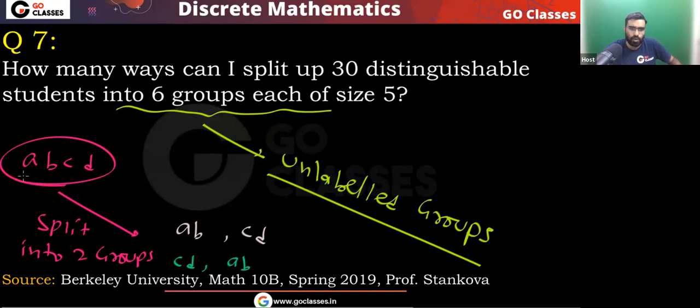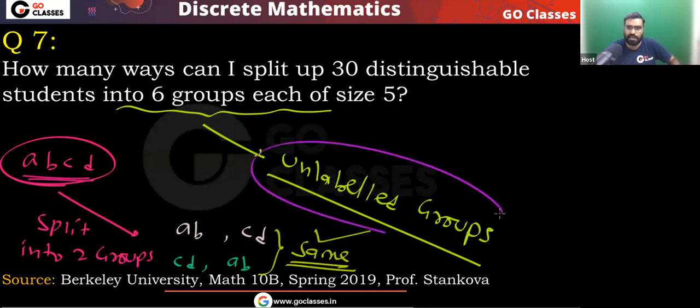I'm asking, you have total 4 children. You want to split them into 2 groups. Are these 2 same? Yes, of course, these 2 are same. Here also AB together, CD together. Here also AB versus CD. And here also CD versus AB. AB versus CD in both the situations. So these are same. This is what I'm saying, that these are unlabeled groups.